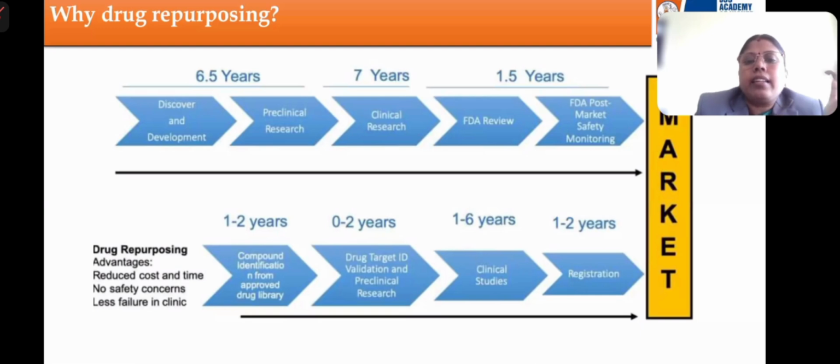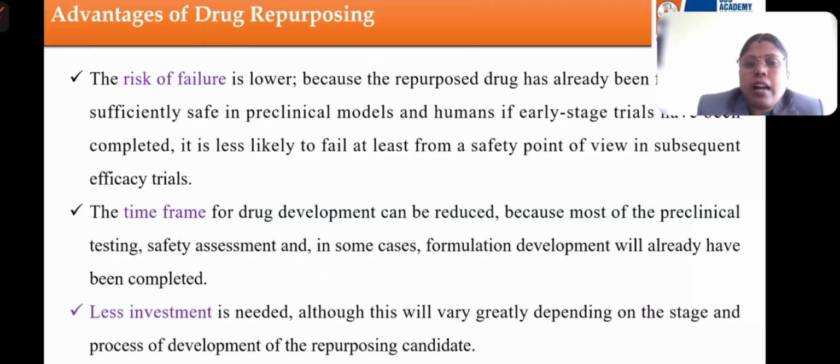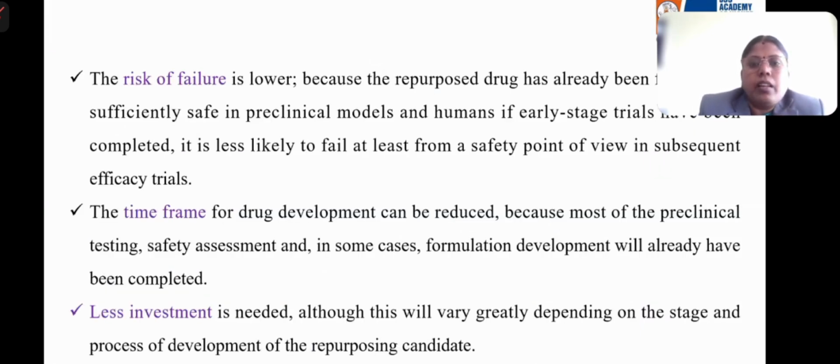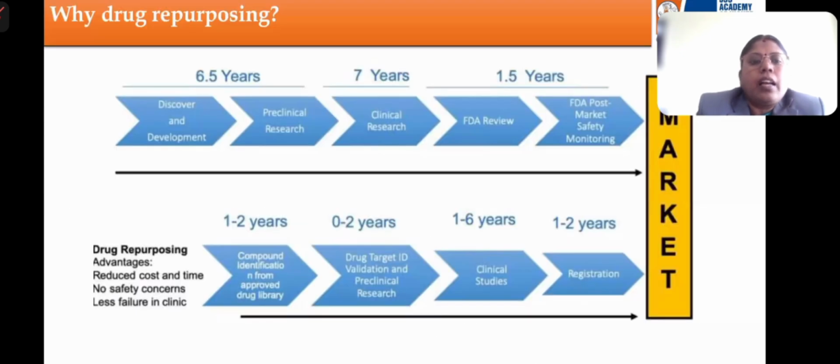Here the discovery phases start like this: 1 to 2 years for compound identification from an approved drug library, and next we have to validate the drug target and preclinical research. Followed by that, 1 to 6 years for the clinical studies, followed by registration. What I wanted to tell is that we are playing with de-risked compounds, because we are not doing the discovery from scratch.